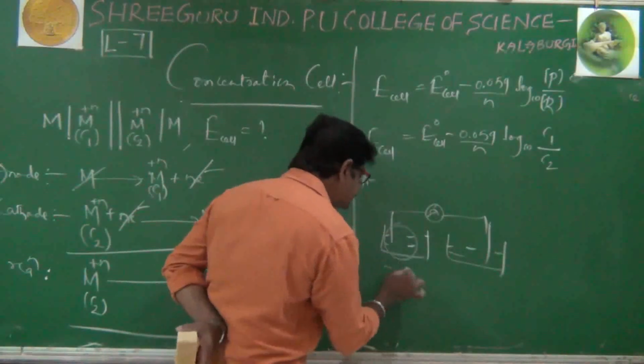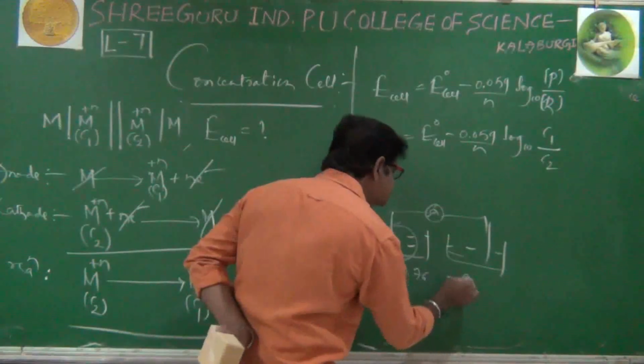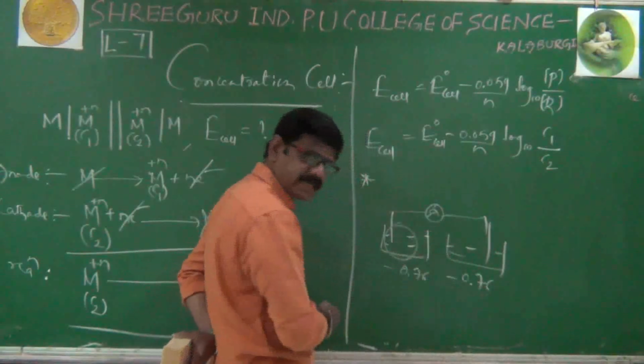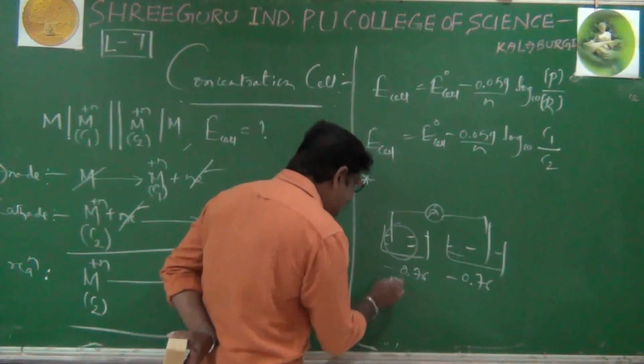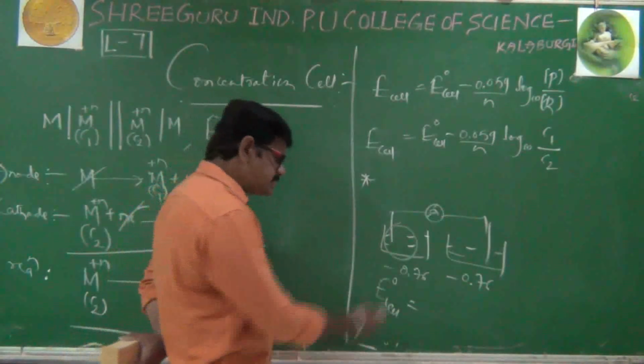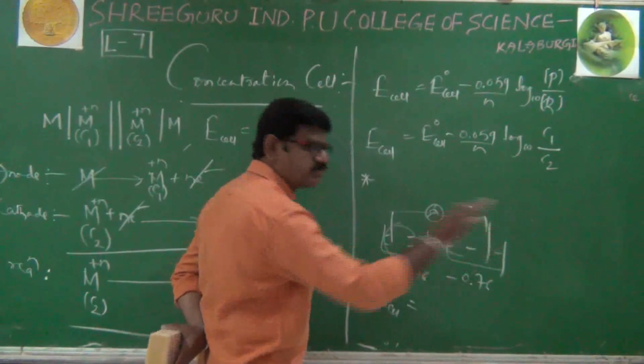And its SRP value, zinc SRP value, is minus 0.76. And the right side is also zinc only, its SRP value also minus 0.76 only. If both SRP values are the same, what is the E naught cell value? E naught, I am telling you, because the SRP value we are talking about means its concentration is 1, and this concentration is also 1.